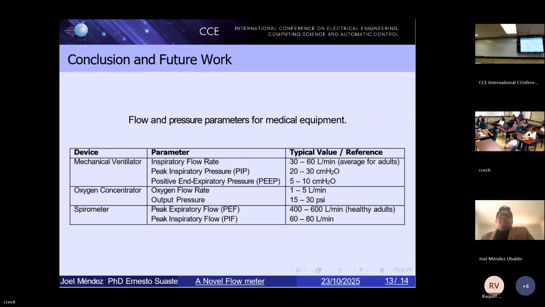The next, please. Well, about flow and pressure parameters for medical equipment, we can conclude that the flow meter could work in two devices, oxygen concentrator and spirometer, because we have the same parameters with these developed. And finally, the mathematical expressions also allow us to determine the appropriate geometry for typical mechanical ventilator parameters. The next, please.